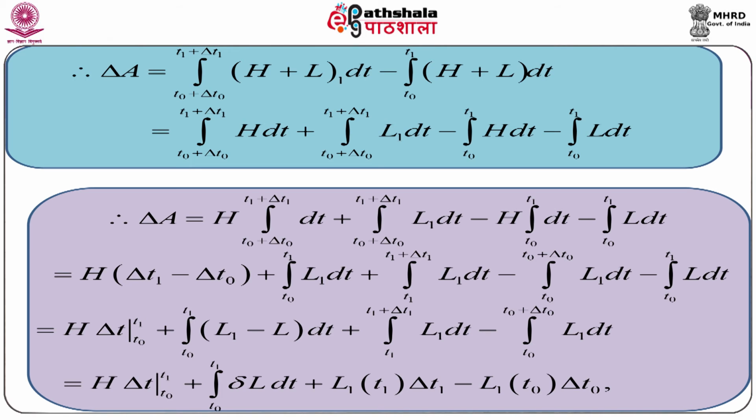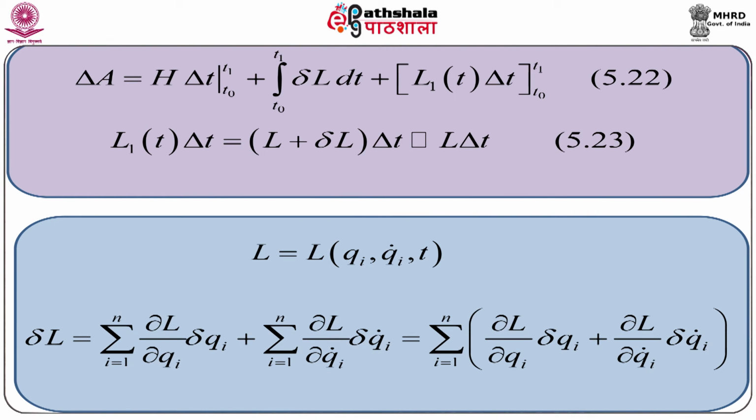Now, the first term is written as it is, that is H into delta T at T0 to T1, plus from the second term of the previous line we get capital L1 minus L is conical delta L, which has been written in the second term of the final line of this slide. Third and fourth integral can be combined as L1 taken at T1 into delta T1 minus L1 taken at T0 into delta T0.